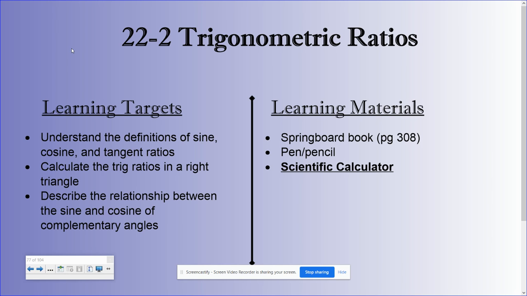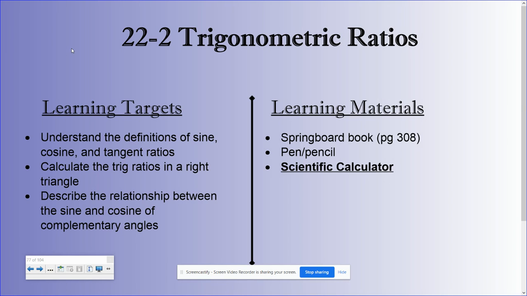In activity 22, we're going to be talking about trigonometric ratios. So in this first lesson of that, we're going to define sine, cosine, and tangent ratios. We're also going to calculate the trig ratios in a right triangle and then use relationships we see and know about different angles in our right triangles.